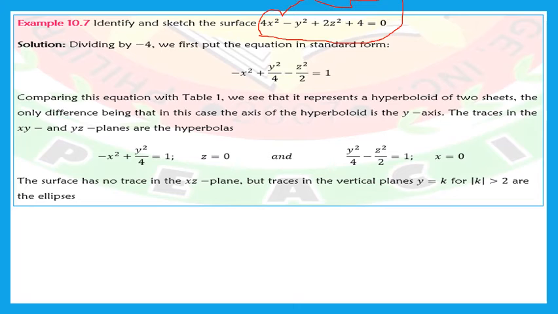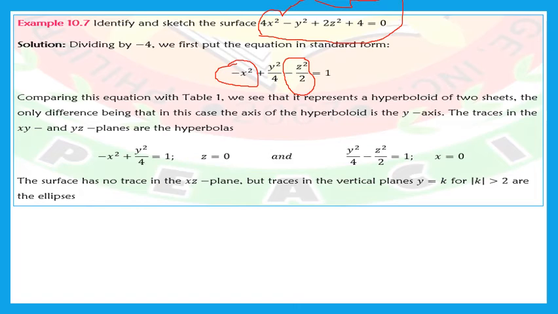Okay, 4 divided by negative 4 is negative 1. So transpose, naging positive siya. So nilagay sa right side yung 1. So comparing this equation with table 1, we see that it represents a hyperboloid of two sheets. Bakit? Kasi dalawa yung naging negative dito sa given natin na surface, si x at saka si z. The only difference being that in this case, the axis of the hyperboloid is the y-axis kasi siya yung positive dito. So the traces in the xy and yz planes are hyperbolas.